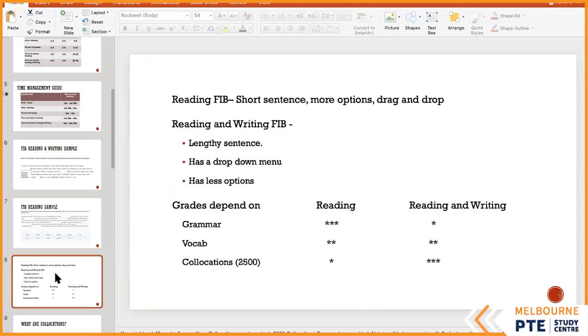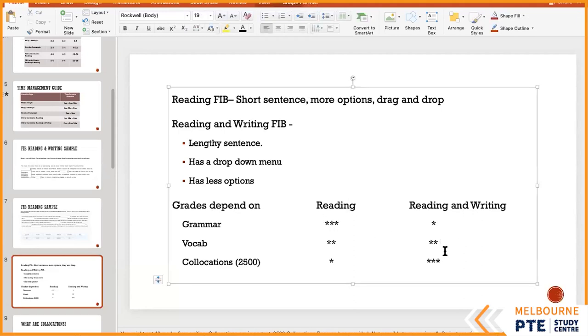Now the other difference is that fill in the blanks reading is dependent on grammar. You see? So grades for fill in the blanks reading depend on grammar, whereas for reading and writing, grammar is not that important. For reading, vocabulary is important, but in here, vocabulary is more important. Got it? Over here, collocations are not important, but for reading and writing, collocations are the most important thing. What does collocation mean? Good question. That takes me to the next slide.